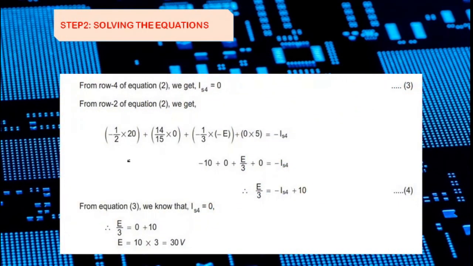So as we can see, we have solved the equations further and we get this particular equation. So now we are going to substitute this IS4 is equal to 0. Once we solve this, we get the E value. So the question asked was to find E, that is the voltage E for the node V3. So using supernode analysis, we get the answer. E is equal to 30 volt. So I hope the supernode analysis concept was very clear to you. Thank you.